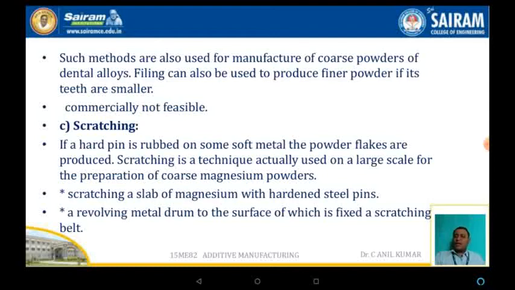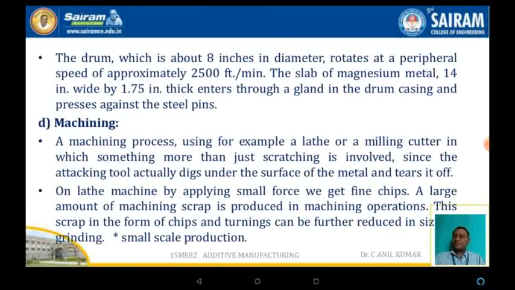These methods are also used for the manufacturing of coarse powder of dental alloys. Scratching. Scratching is one of the methods in which a hard pin is rubbed on a soft metal. The powdered flakes are produced. Scratching is a technique actually used for the larger scale preparation of coarse magnesium powder.